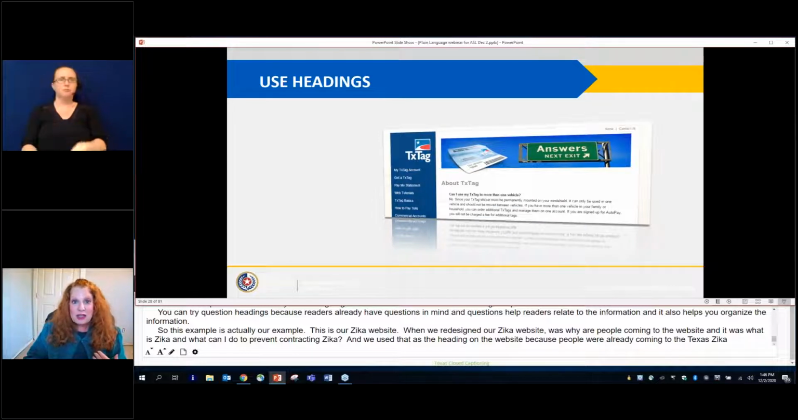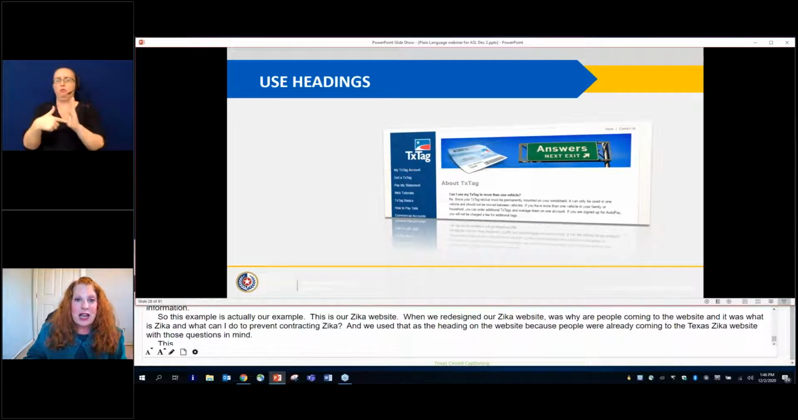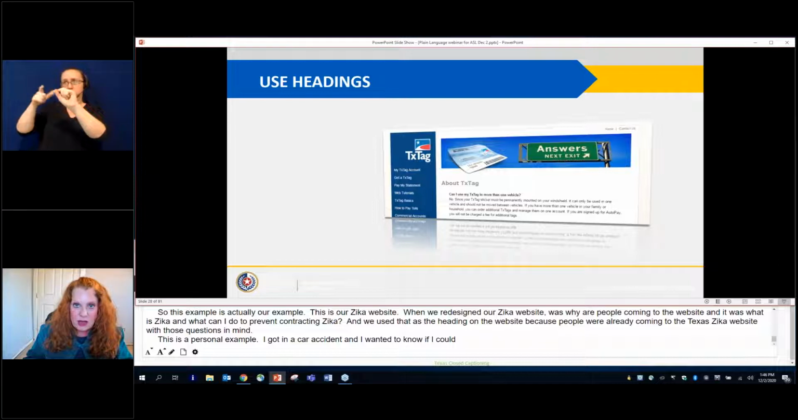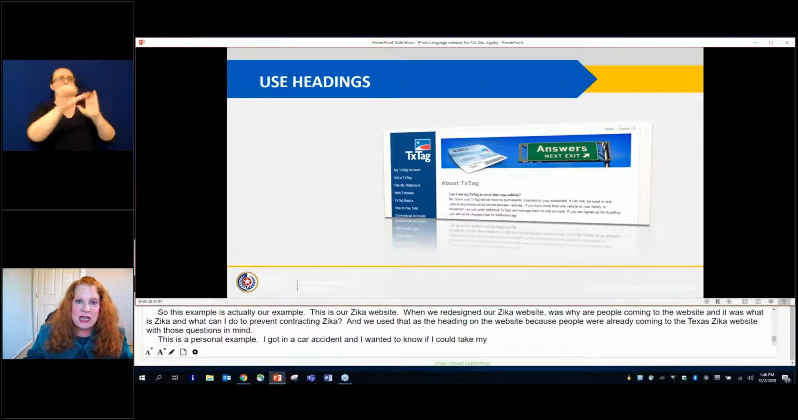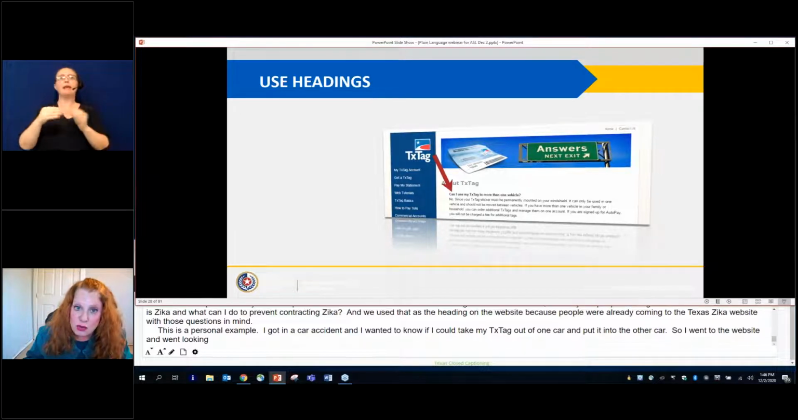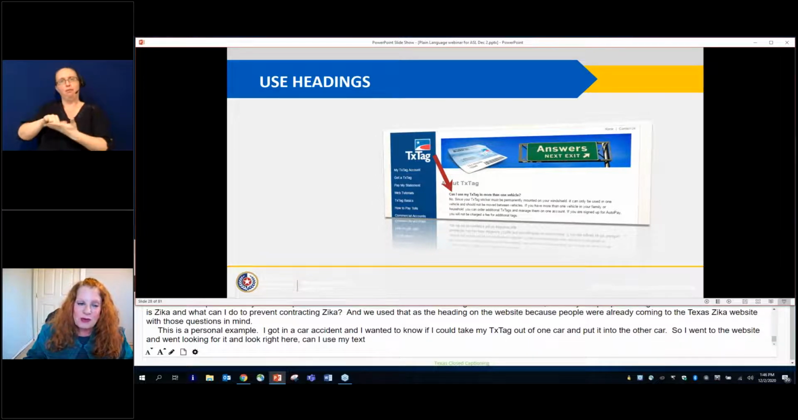Now, this is a personal example. I got in a car accident and I wanted to know if I could take my TxTag, the toll tag, out of one car and put it in the other car. And so I went to the TxTag website looking for that answer. And look, right here, can I use my TxTag in more than one vehicle? The answer is no, but I went there looking for that question and it was right there in front of me.